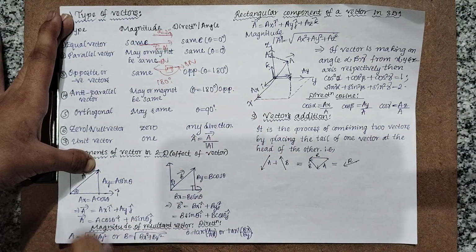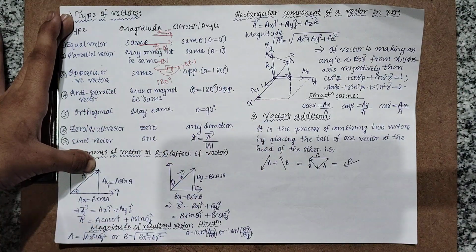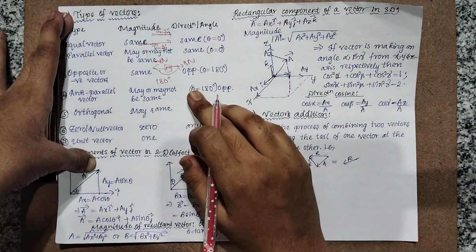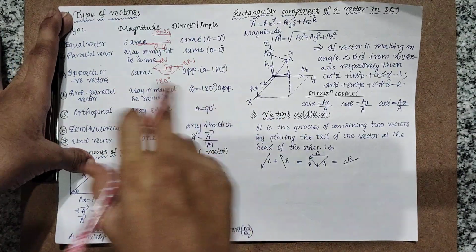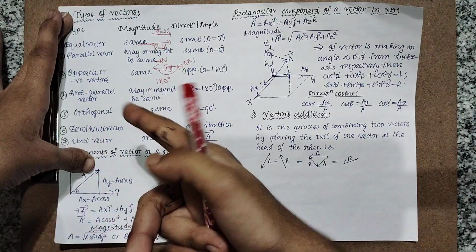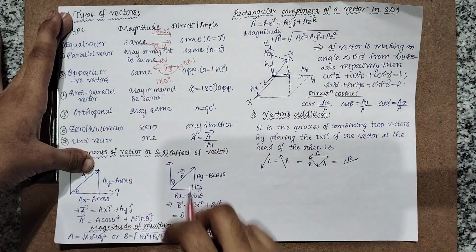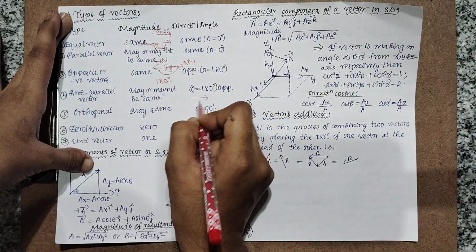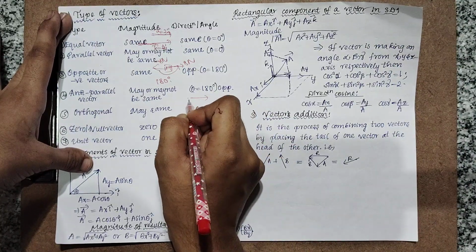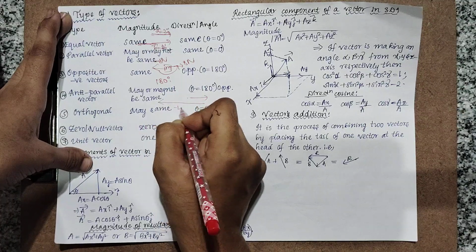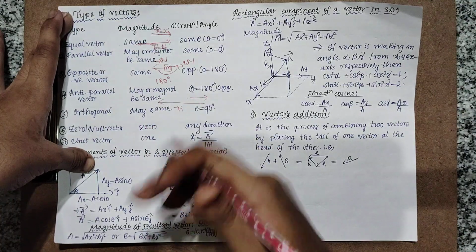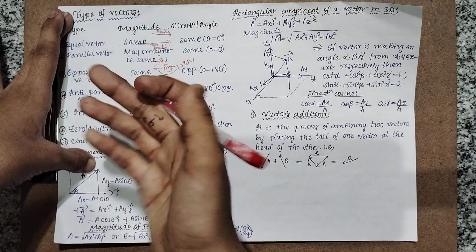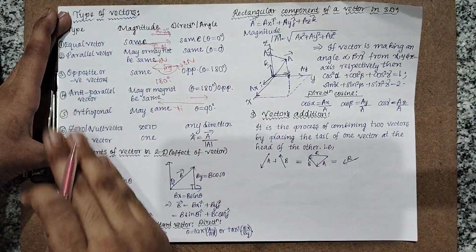And now coming to anti-parallel vector. Here the magnitude may or may not be the same, but theta will be equal to 180 degrees. An anti-parallel vector is like the reverse of a parallel vector. Let us say a bar is equal to 2 i cap and then b bar is equal to minus 4 i cap. In this case, we say the angle between those vectors will be equal to 180 degrees. That means they are opposite, similar to the opposite or negative vector.